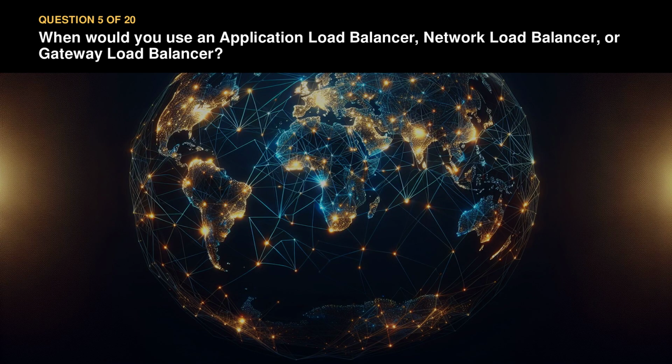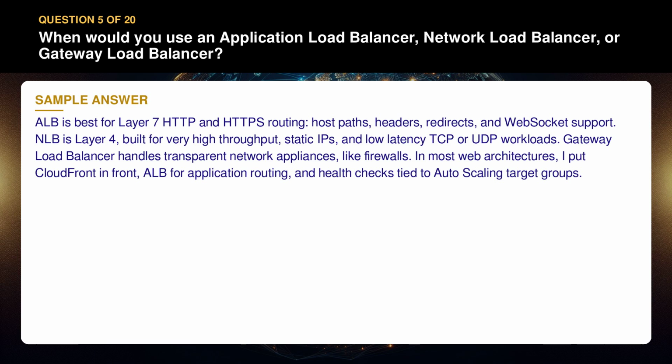Question 5. When would you use an application load balancer, network load balancer, or gateway load balancer? ALB is best for Layer 7 HTTP and HTTPS routing, host paths, headers, redirects, and WebSocket support. NLB is Layer 4, built for very high throughput, static IPs, and low latency TCP or UDP workloads. Gateway load balancer handles transparent network appliances, like firewalls.